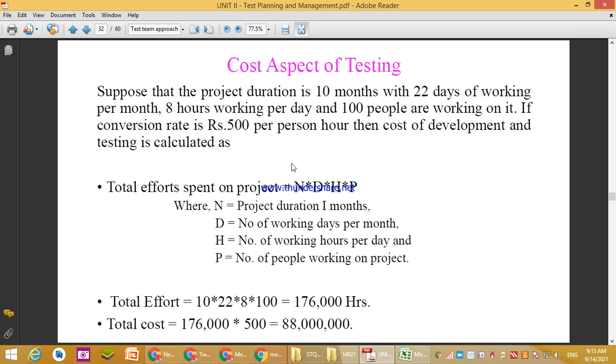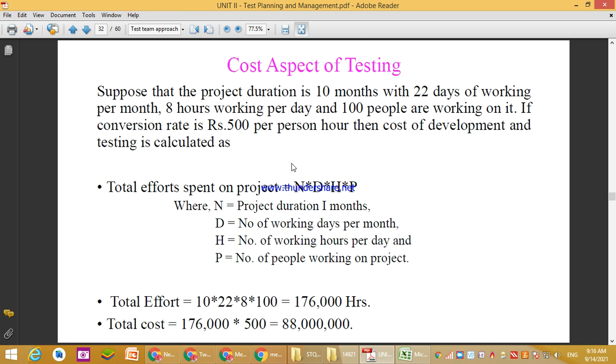Then the next point is the cost aspect of testing. We never think about such issues, how to measure the cost while doing the testing, because testing is also a technical job, and over there people work many hours to make the product very fine, accurate, efficient and effective before handing it over to the customer. Here is one example through which we can understand the cost aspect of testing.